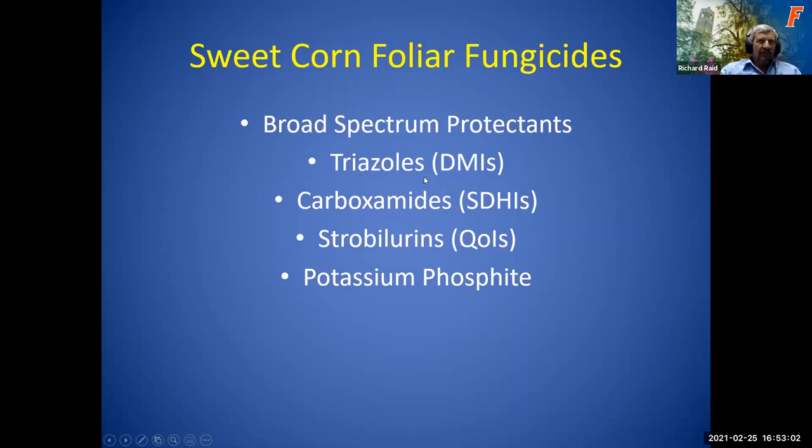After the DMIs or the triazoles came along, we had the strobilurins that came out. These are the quinone outside inhibitors. And these were a real good addition to our fungicide tools when they first came out, and they're now routinely used in most of the programs. I've also listed potassium phosphite here. Oftentimes it's listed more as a nutrient, but it does have some capacity, almost like a systemic acquired resistance inducer, to lower disease susceptibility. And so I've added that in here.